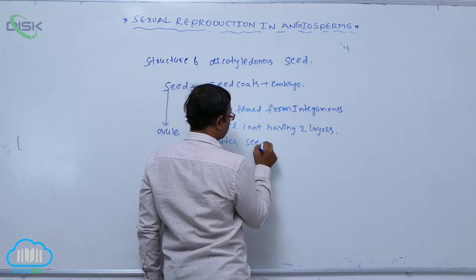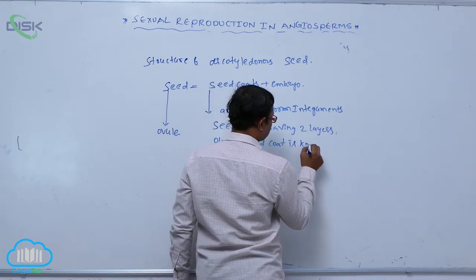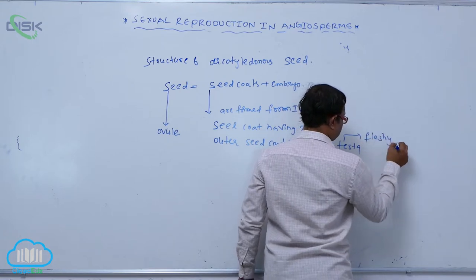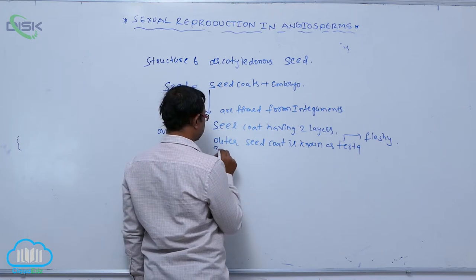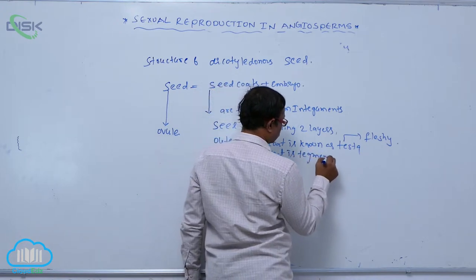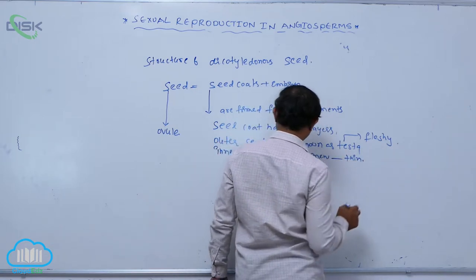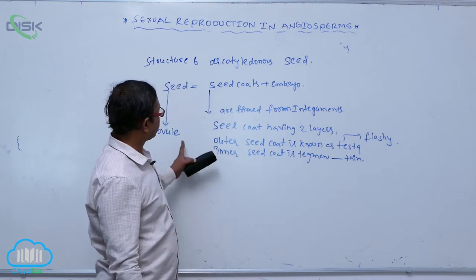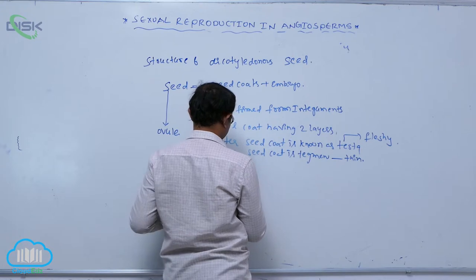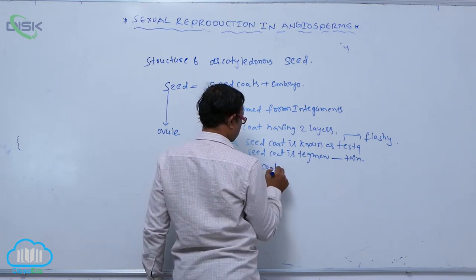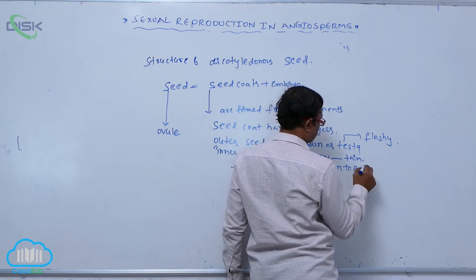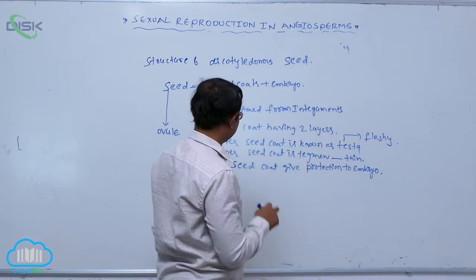The outer seed coat is known as testa. This testa is fleshy, okay? And the inner seed coat is tegmen, okay, it is thin. So this testa and tegmen give protection to the embryo. What is the use of the seed coat? The seed coat gives protection to the embryo, right?